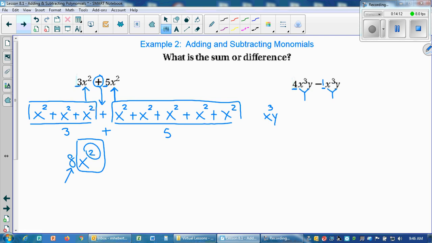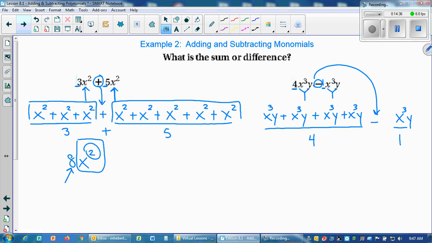So 1, 2, 3, 4, creating me 4 of these guys. There's my 4. Then I have 1 x to the third y on the back end. So 1. The sign in between is a minus, so I'm going to minus. So I'll take 4 of these x cubed y's, 4x cubed y's, and I will minus 1 of those away from there. So 4 minus 1 would leave me with 3x cubed y.